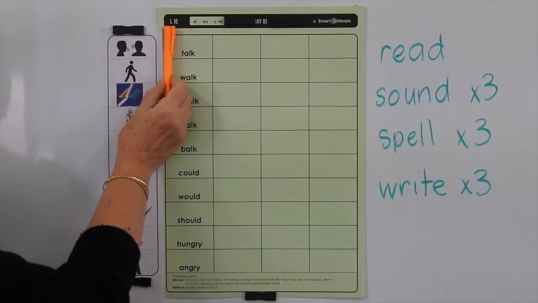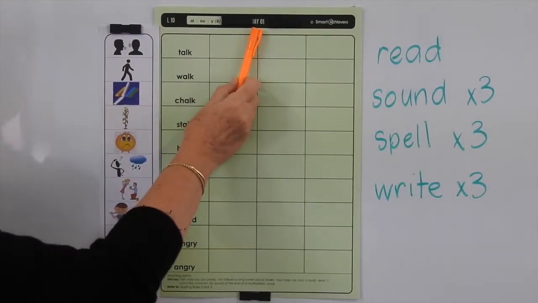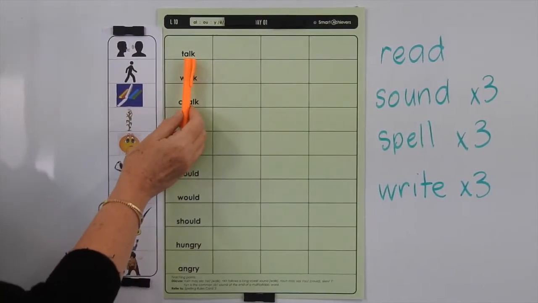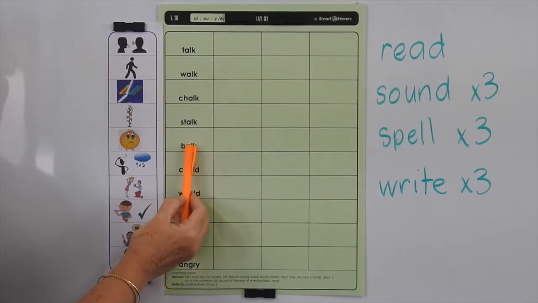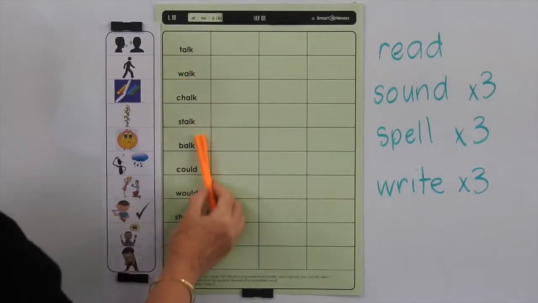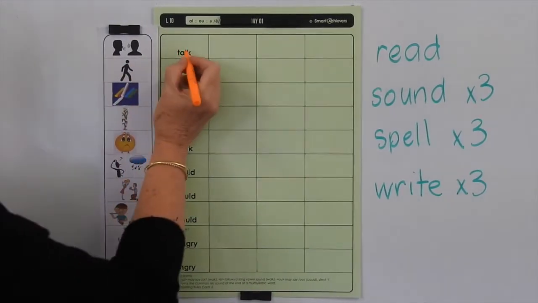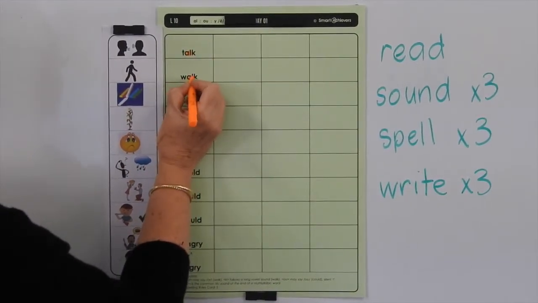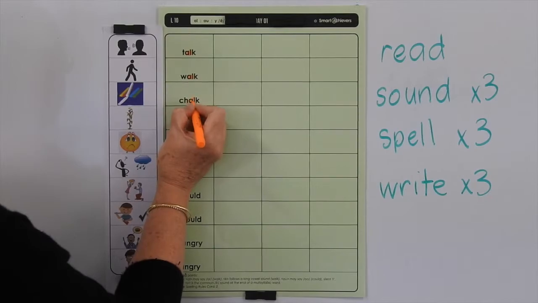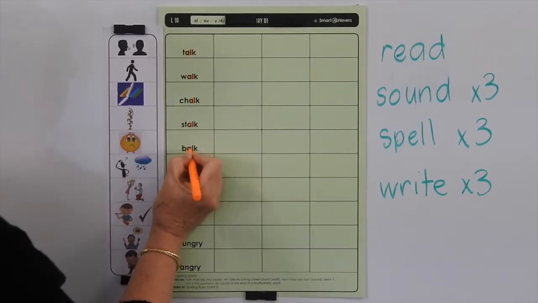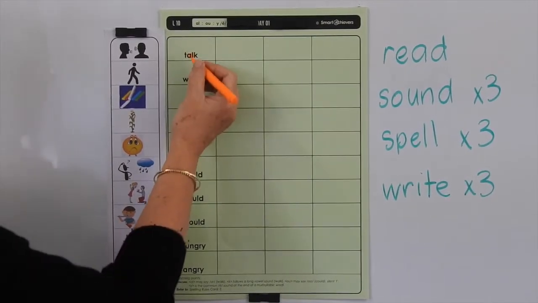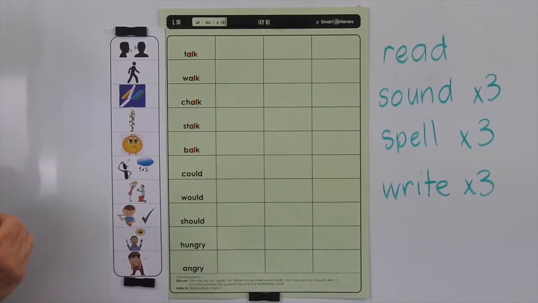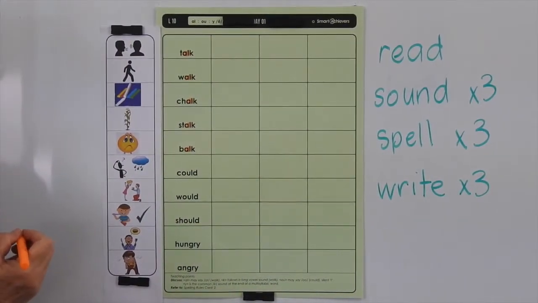This is level L, list 10, and we're doing the day 1 page. Our words are talk, walk, chalk, stalk, balk. These are from Old Germanic, and it's the AL making the OR sound. So you can colour in the AL in each of those. There are not many words where we have that AL making the OR sound.